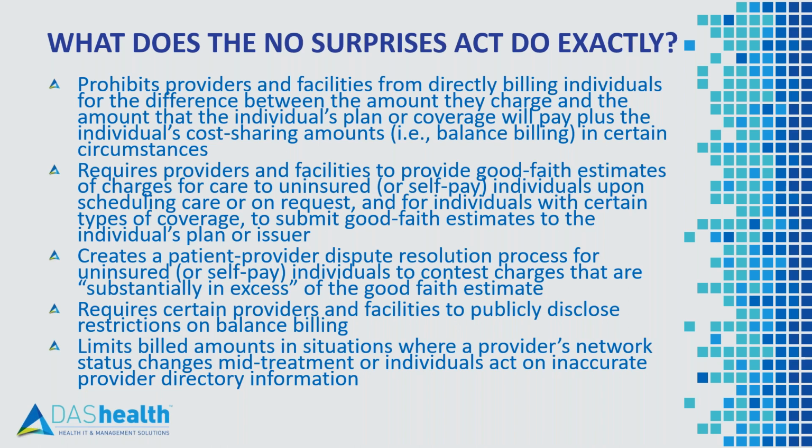It also requires certain providers and facilities to publicly disclose restrictions on balance billing. And it limits billed amounts in situations where a provider's network status actually changes mid-treatment or individuals act on inaccurate provider directory information. Now, notice the bullet point I bolded. This is the only thing we will be covering in this webinar today. The Act does so much more than just require good faith estimates for uninsured or self-pay patients.